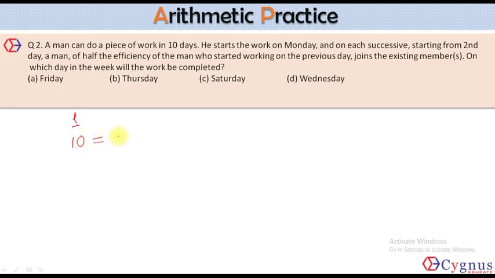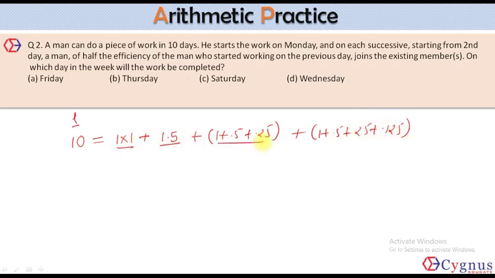The very first day, one man will work, he'll do 1 unit. Next day, one more person will join him, but the efficiency of that man would be half. So the first person will do 1 unit and the second person will do 0.5. So this will become 1.5. Then the third day, first person 1, second person 0.5, third person 0.25. Fourth day, 1, 0.5, 0.25, 0.125, and so on. So this is the first day's work, second, third, fourth.